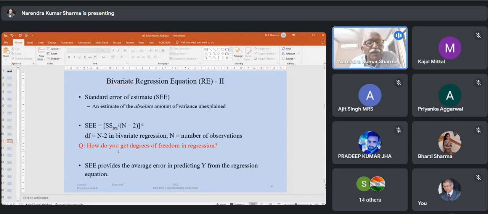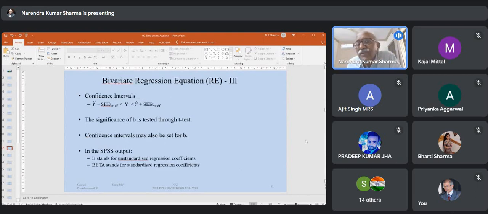And again, if you remember the definition of degrees of freedom, you should be able to derive these degrees of freedom for any regression model. So SEE provides the average error in predicting Y from the regression equation. So if we can find this, we can find the average error. And since all this will be available when we do analysis, then the problem is simple. Actually, you don't have to compute. Most of the things will be done by the software, but you have to have an idea of these.